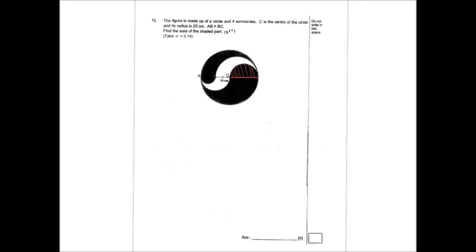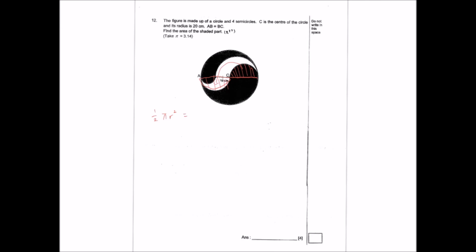Now we can see that this semicircle over here can slide over here and fill a big semicircle. So we do that, and then we find this big semicircle. The formula for a circle is pi r squared, but a semicircle will be half of pi r squared.